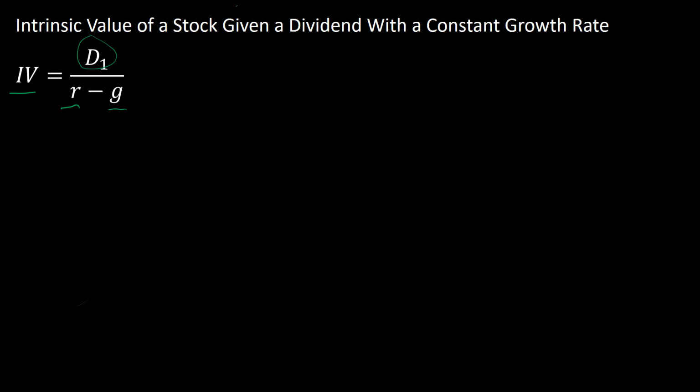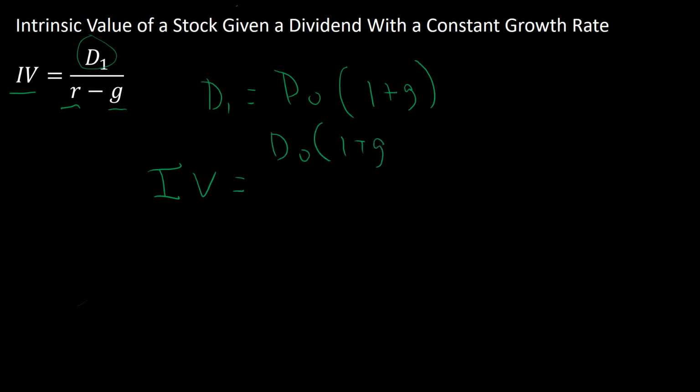So quite simply, how you figure that out, and what you should do to memorize this equation, is D1 equals the current dividend, which is known as dividend at time zero, times 1 plus the rate of growth. So how you should be remembering this formula is intrinsic value equals dividend at time zero times 1 plus the rate of growth divided by the investor's required rate of return minus the growth rate. It's very important that you remember it this way.